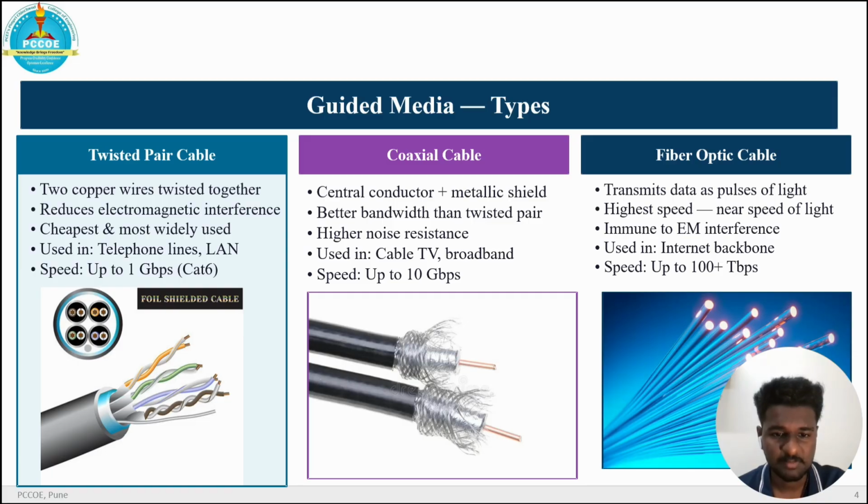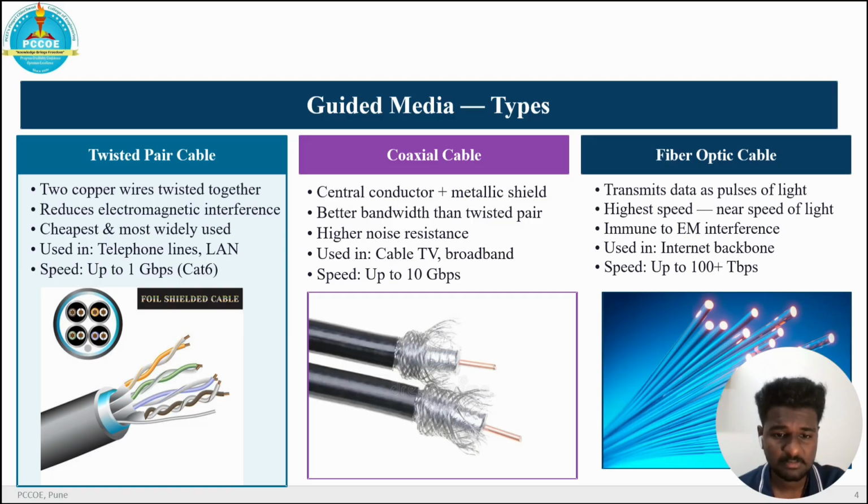Guided media and its types. Now let's go deep into guided media. As I mentioned, there are three main types. Let me explain each one in detail. Type 1: Twisted pair cable. This is the most common and oldest type of guided media. It consists of two insulated copper wires twisted together in a spiral pattern.